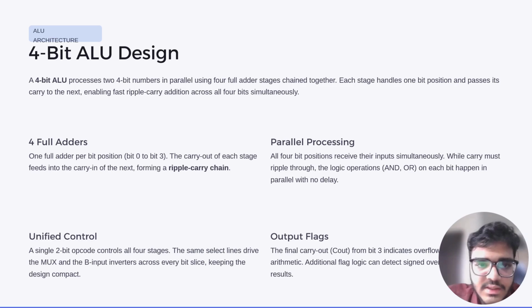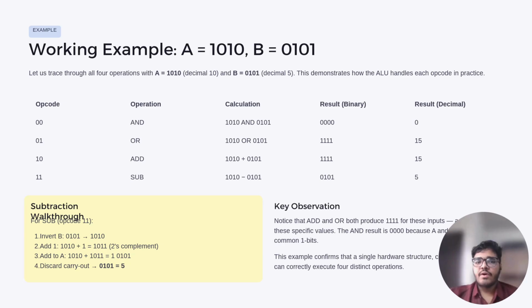Now, 4-bit ALU design. The 4-bit ALU uses 4 full adders connected in sequence. Each handles 1 bit. Carry flows from one stage to the next stage. As I mentioned, all operations are controlled using common select lines by the multiplexer. Now, a working example. For example, A is a 4-bit binary number 1010 and B is 0101. Let us trace through all four operations.